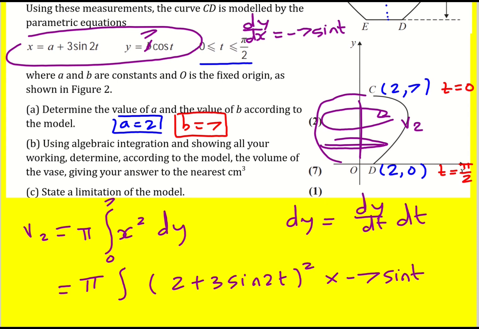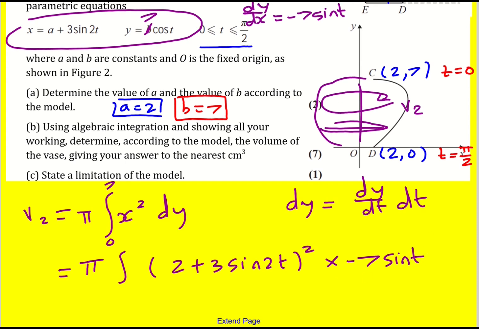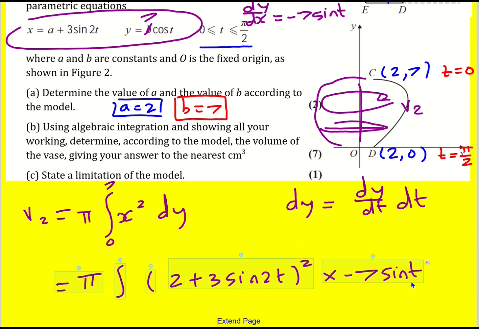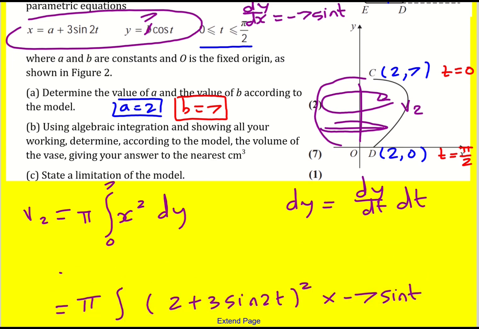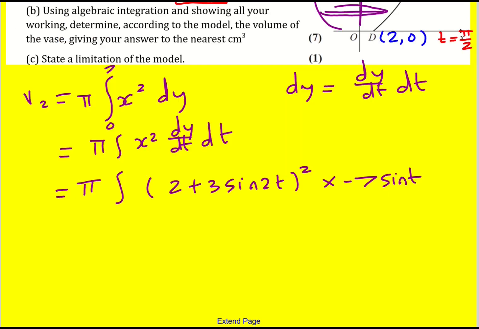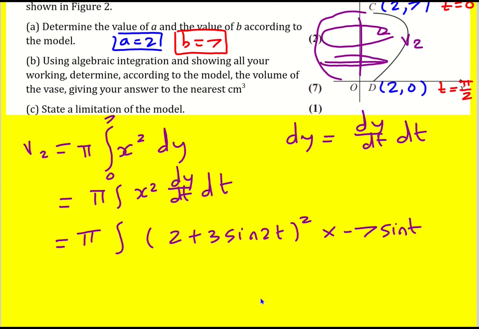Okay, I feel like I've done too many steps there. Let's put one extra step in. So it's going to become x squared dy by dt dt. This is just like when you're dealing with it in A-level maths. It's just there's an x squared there. Okay, and then I've substituted in, and I'm integrating now with respect to t.